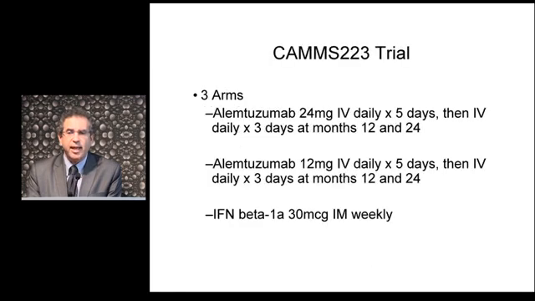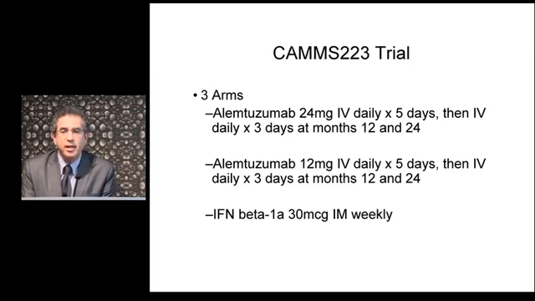In the CAMMS223 trial, there were 3 arms, one with alemtuzumab at 24 mg, the other at 12 mg for 5 days, compared to Avonex. And these trials, in fact, have shown a reasonable efficacy of Campath. I should mention that one of the major issues with the anti-CD52 therapy is the induction of other autoimmune diseases.